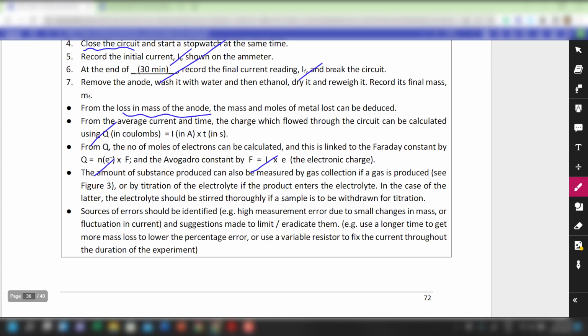Then you can also suggest what you want to do to limit or eradicate the error. For example, use a longer time so that I have a greater mass loss, and that will give us a smaller percentage error. Or use a variable resistor.